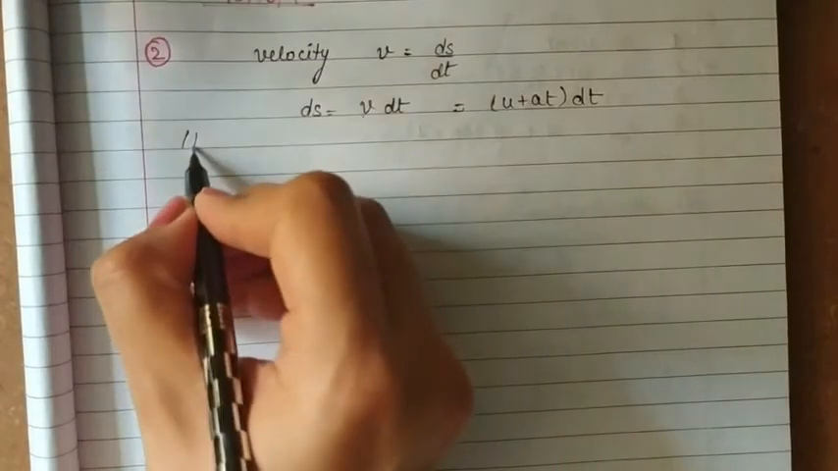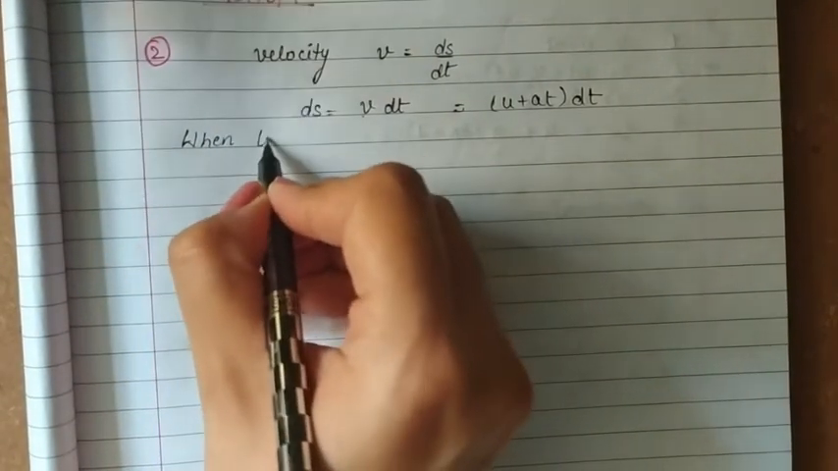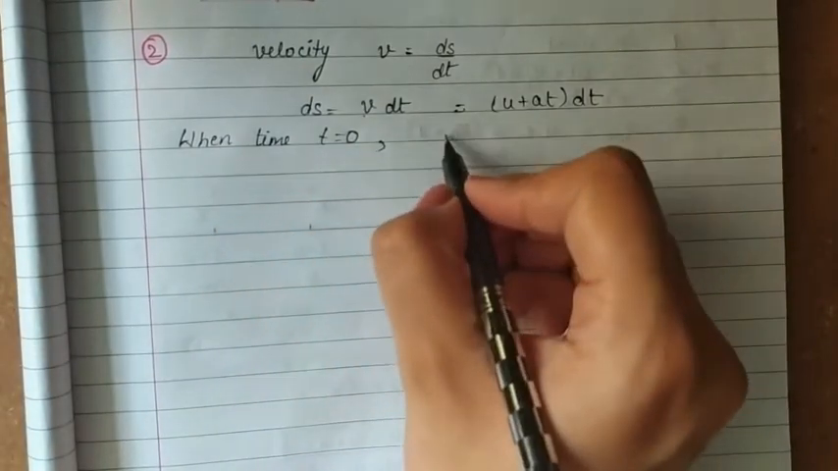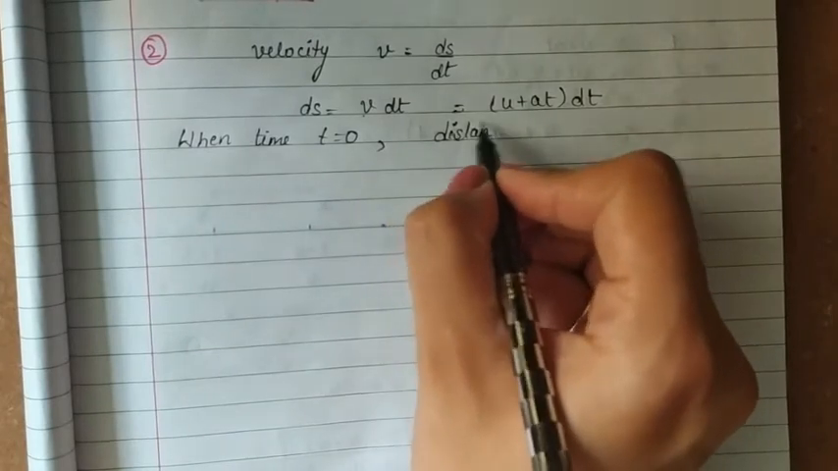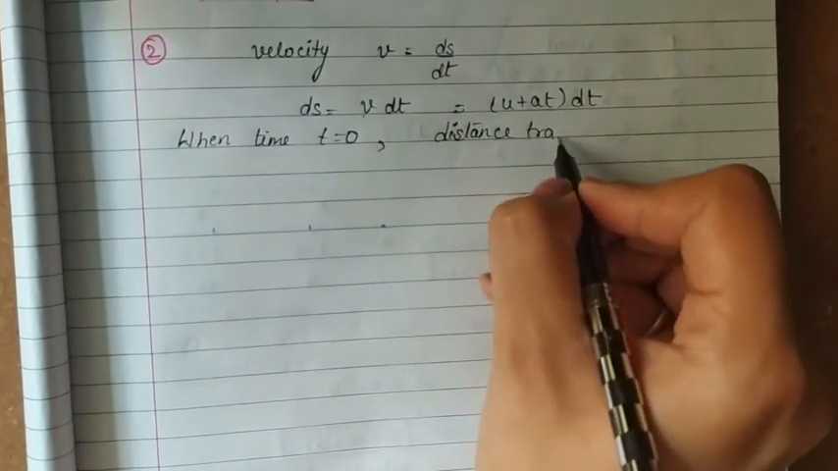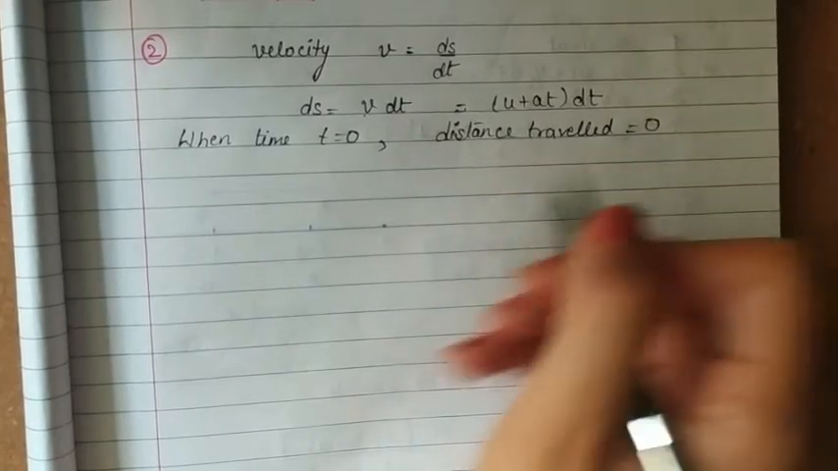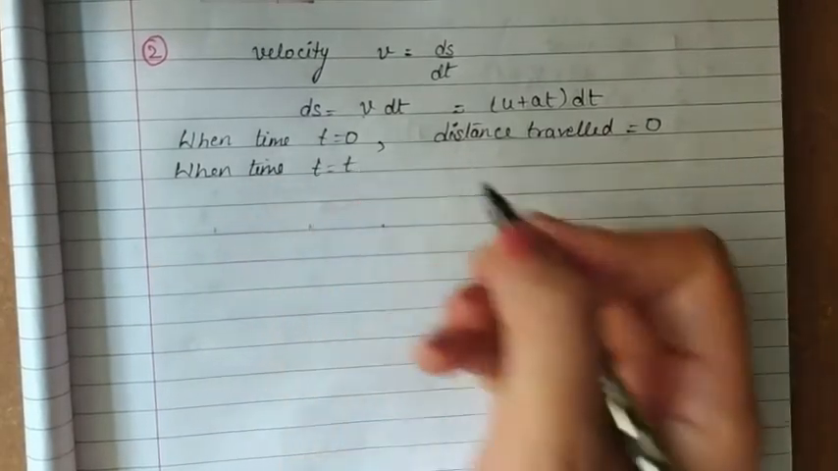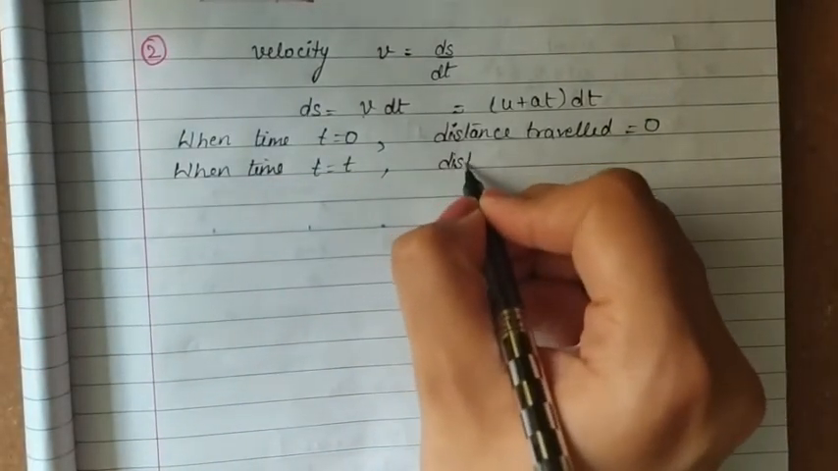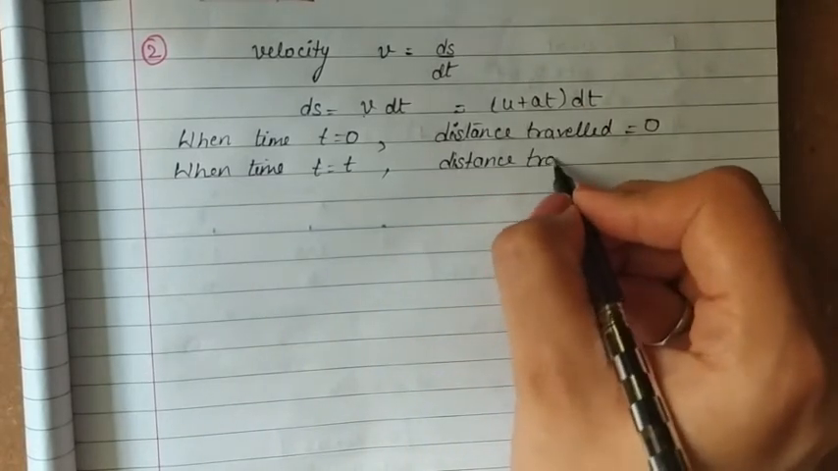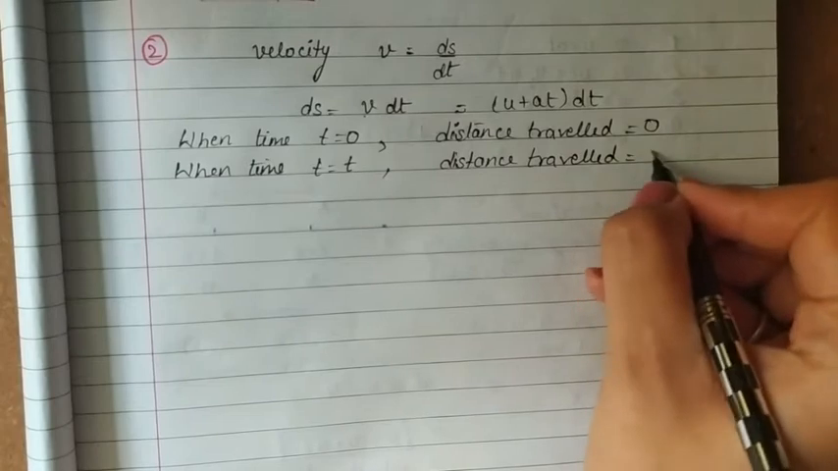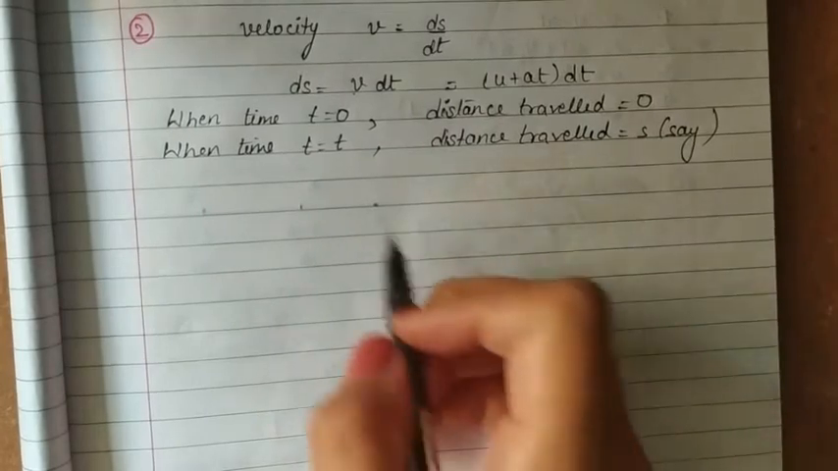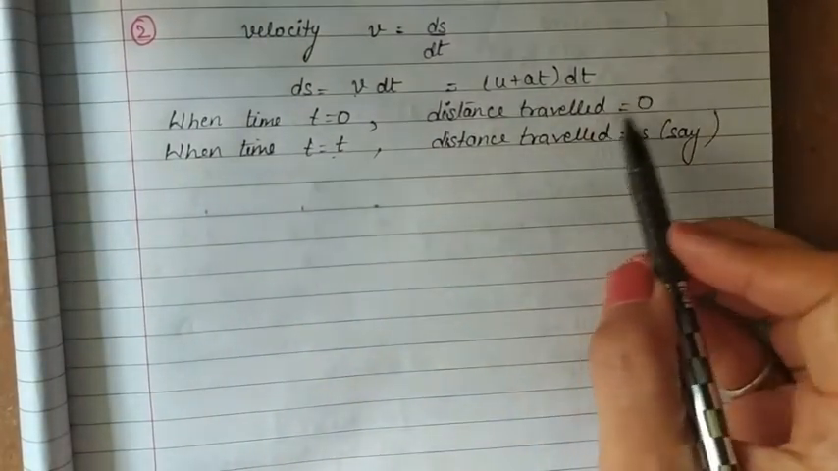So what will the limits be? When time t is equal to 0, in that case, when we have not started the observation, the distance traveled, or the value of s, will be 0. But when time is equal to some value t, in that case the distance traveled will be there. So we are assuming that the distance traveled in time t is s. This we are assuming. So if we assume it as s, then the limits are for time it is 0 to t, for distance it is 0 to s.